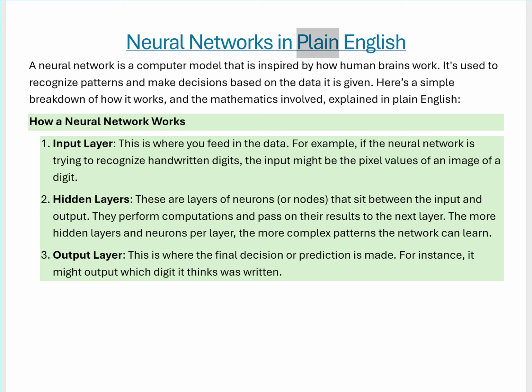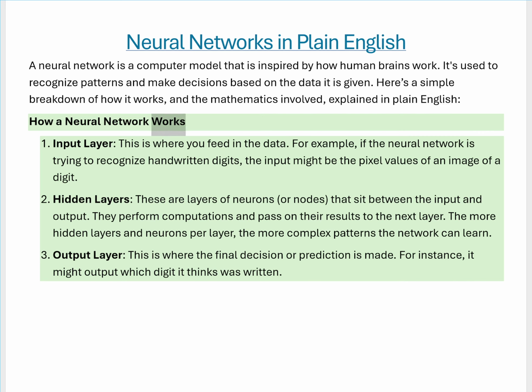Neural networks in plain English. Make better predictions next time. A neural network is a computer model that is inspired by how human brains work. It's used to recognize patterns and make decisions based on the data it is given. Here's a simple breakdown of how it works and the mathematics involved, explained in plain English.